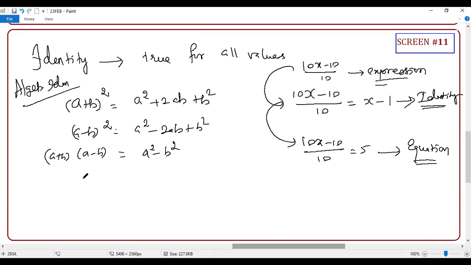Then what do you have? You have a cube minus b cube, a cube plus b cube, a plus b the whole cube, a minus b the whole cube. Guys, all these values, whether it's needed for this chapter, 100% needed.